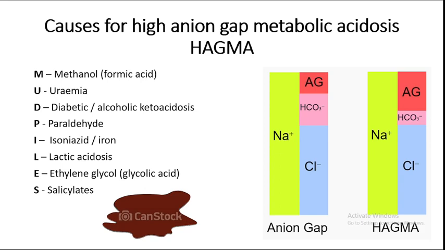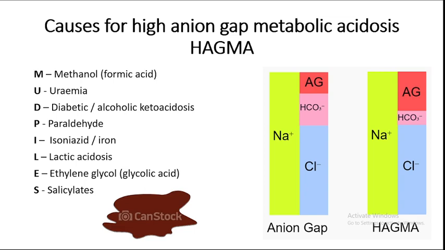So what? If we know that our patient has a high anion gap metabolic acidosis, there are certain causes which cause the high anion gap metabolic acidosis, which are given in the mnemonic MUDPILES, right? So this list of causes can cause high anion gap metabolic acidosis.